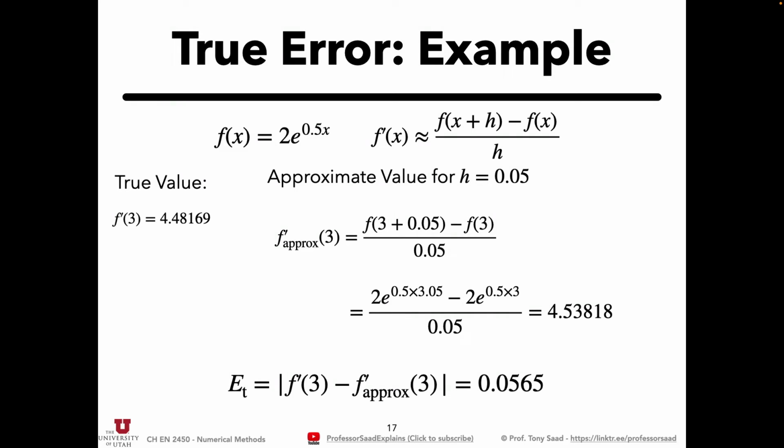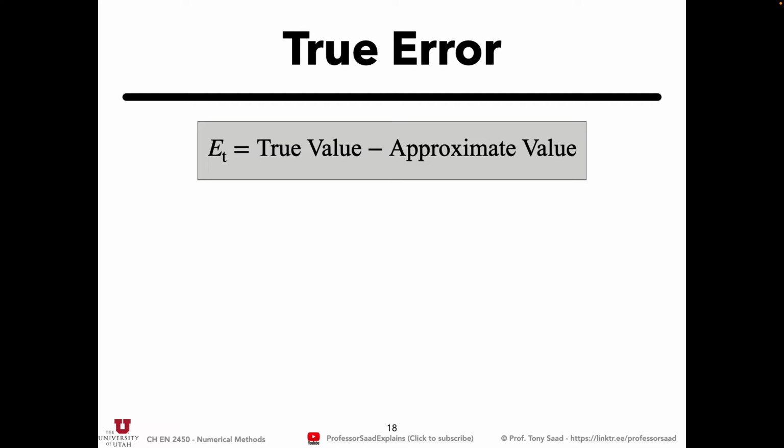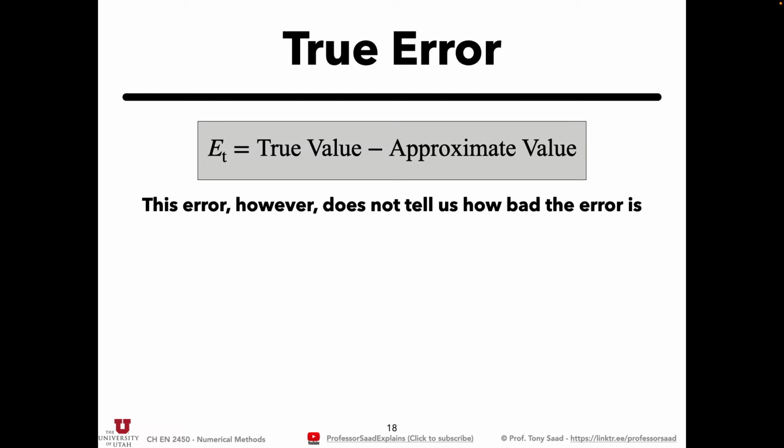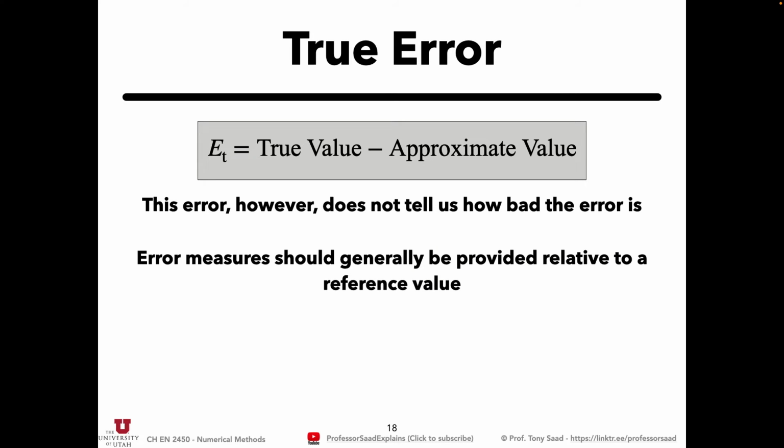But that's just the true error. We computed an error now. All right, so let's see what we can do with this. Now I'm going to claim that this error does not tell us how bad the error is. So, I told you, hey, I have an approximation for the derivative, and the error is 0.5%. What does that mean? Is that a big error or small error? I don't know. Really, I don't know. Error measures should generally be provided relative to a reference value.